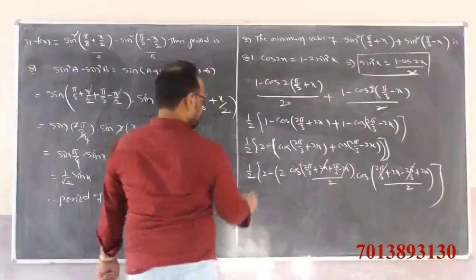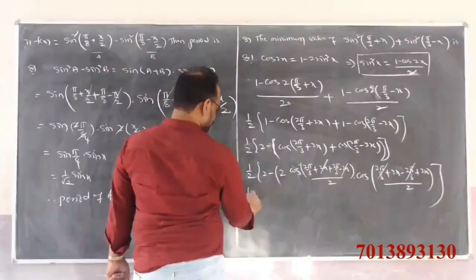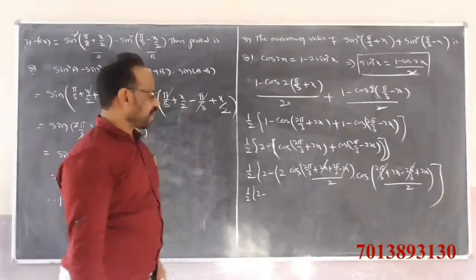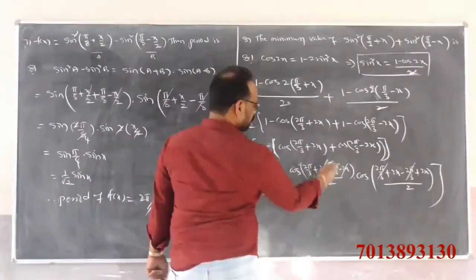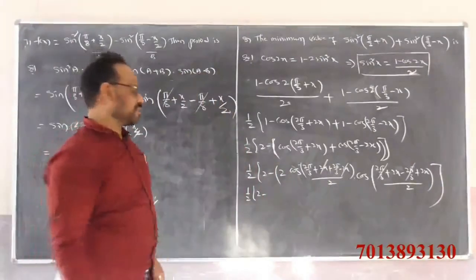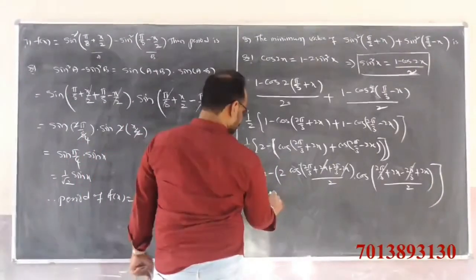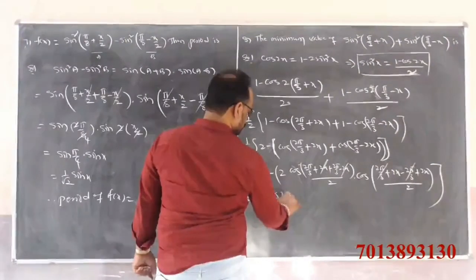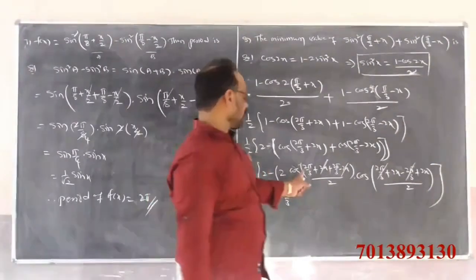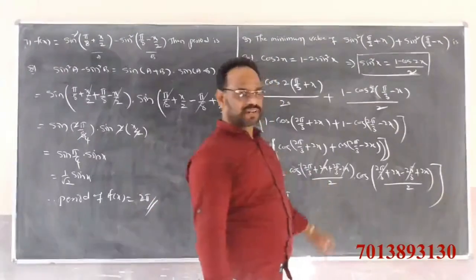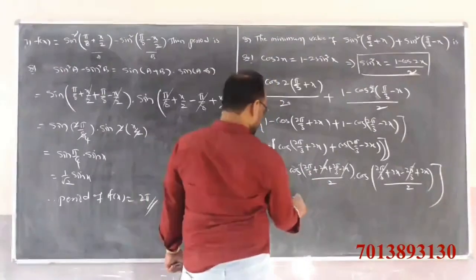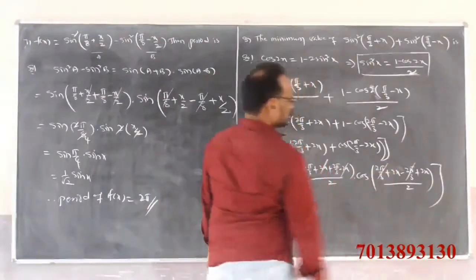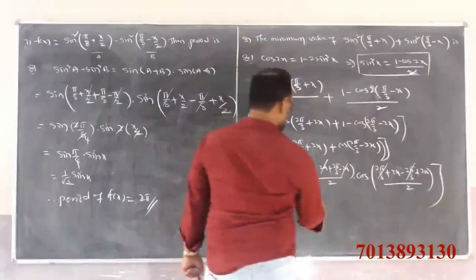We get 1 by 2 times (2 minus 2 cos 2 pi by 3 into cos 2x). The 2 in 2 pi by 3 and the 2 cancel, and we get 2 times cos 2 pi by 3 into cos of 4x by 2, which is 2x only.